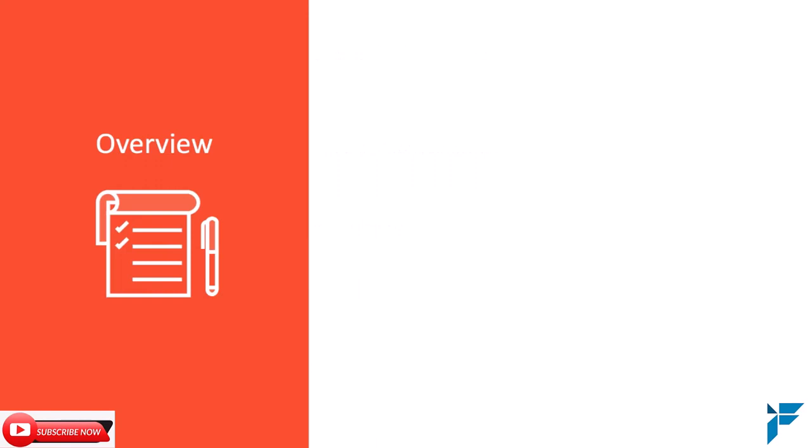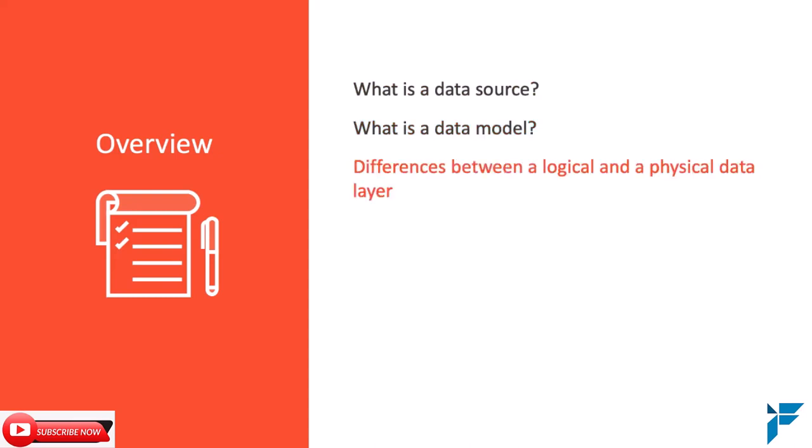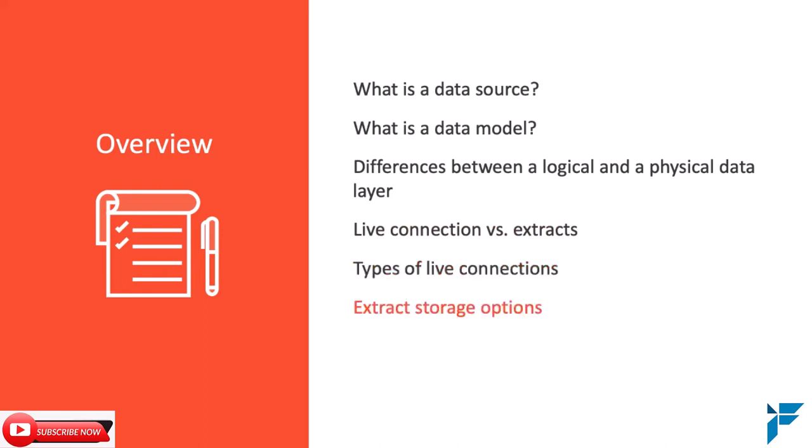Let's take a look at what we will cover in this module. We will talk about what a data source is and how Tableau queries the data via the structure of the data model. We will cover differences between a logical and a physical data layer. We will also talk about differences between a live connection and an extract. We will then cover what the different types of live connections are and how you can connect to them. We will then cover new and available storage options for extracts. We will finally go over a few use cases and describe scenarios when it would be appropriate to use a live connection versus an extract.